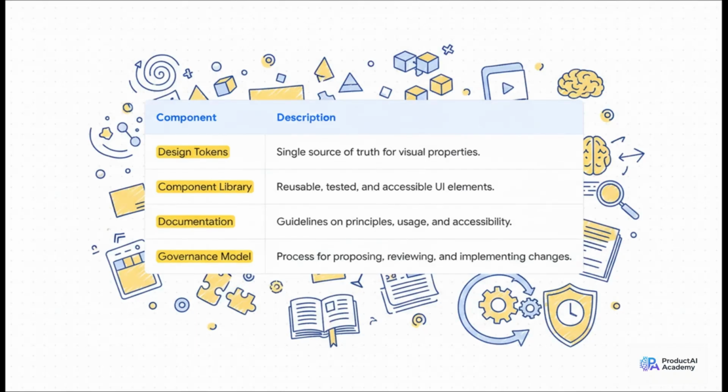But hey, tokens are just one piece of the puzzle. A complete system also includes a component library full of pre-built, reusable elements. And just as important, it needs crystal clear documentation explaining the principles and how to use everything. And finally, a governance model. Basically, the rules for how the system lives and evolves. Trust me, without governance, the whole system will eventually fail.